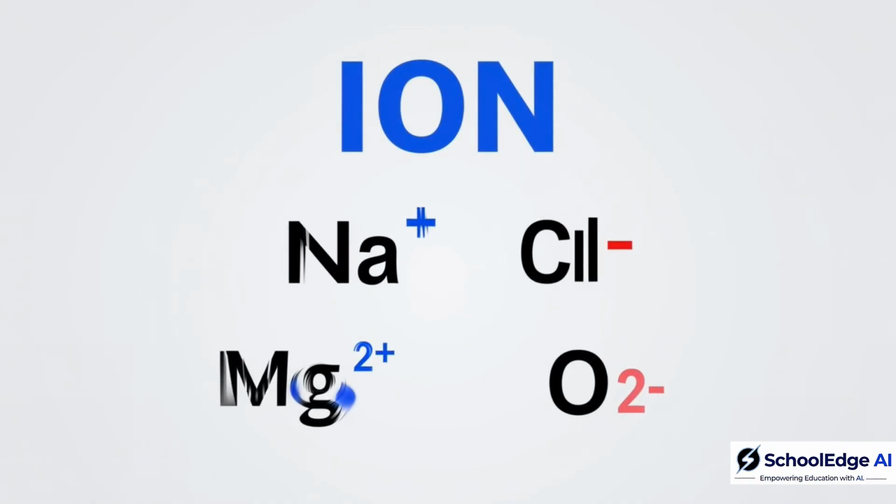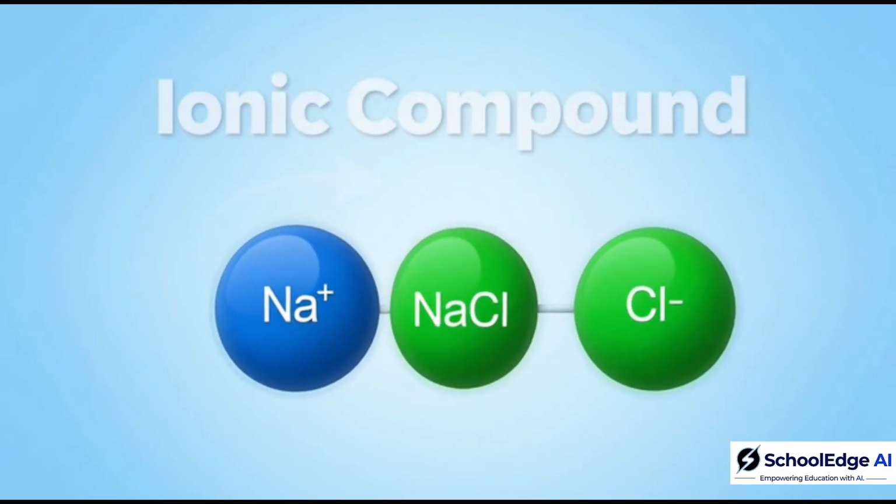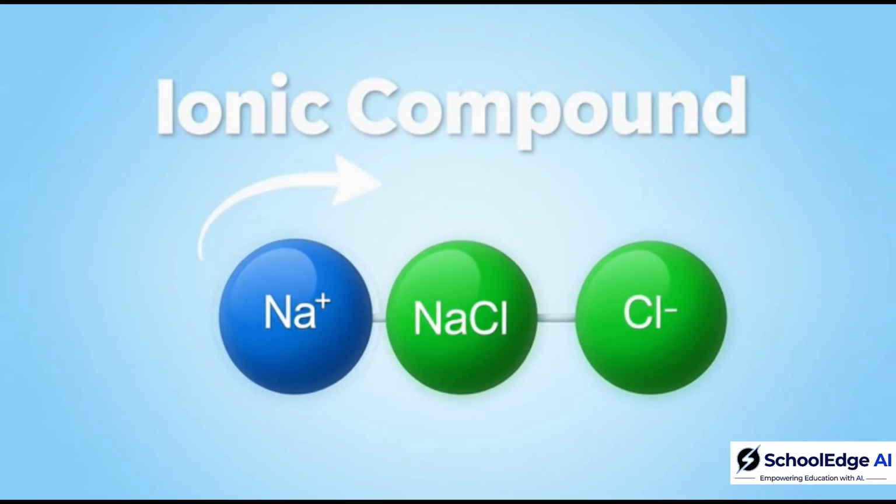A charged particle is called an ion. Some ions are positive. Some ions are negative. When positive and negative ions join together, they form an ionic compound. Common salt is one example. This happens because of attraction between charges.